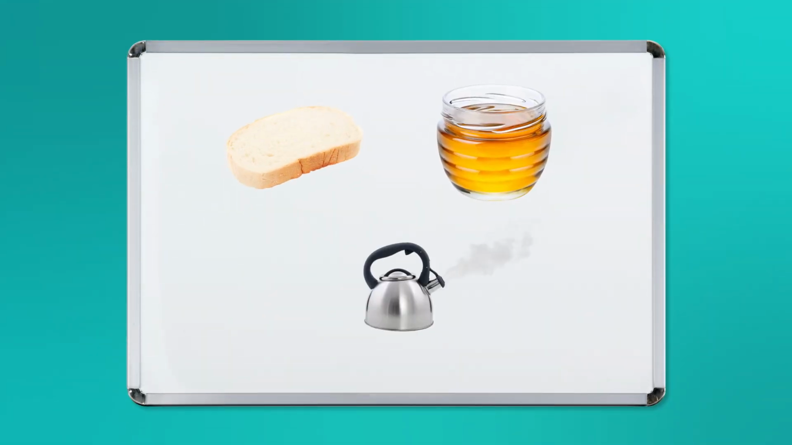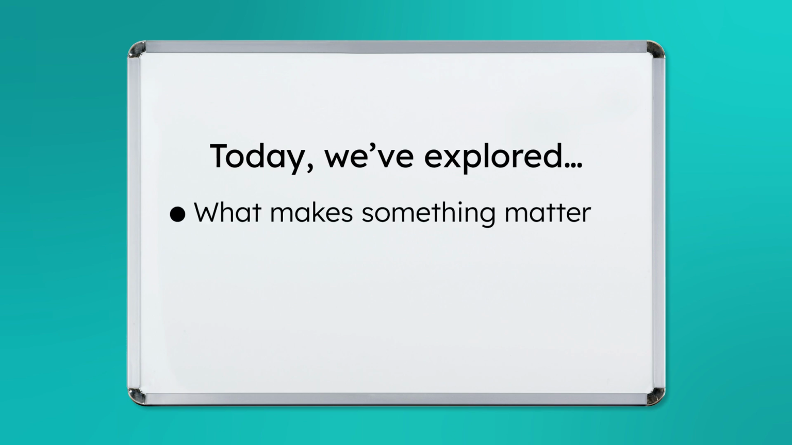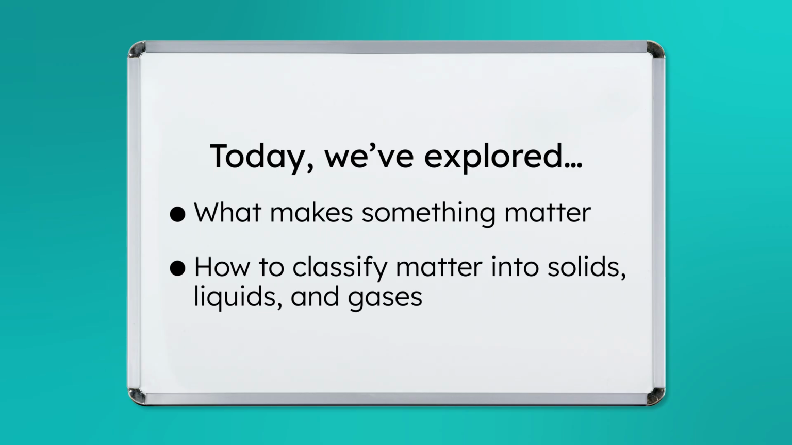Great work classifying these examples, apprentice physical scientists. Let's take a moment and review what we've learned today. From the bread and honey to the steam from the boiling kettle, we've explored what makes something matter and how to classify matter into solids, liquids, and gases. Remember, matter is all around you, and understanding its states is just the beginning.